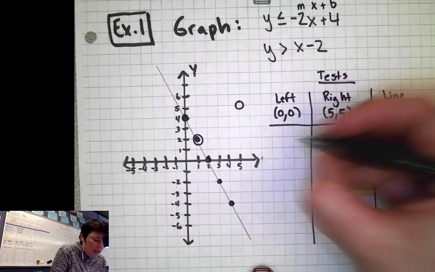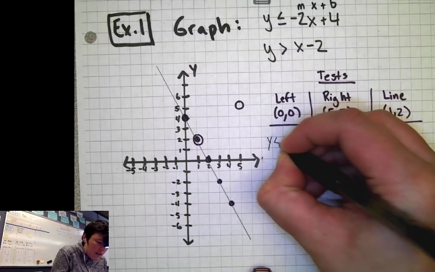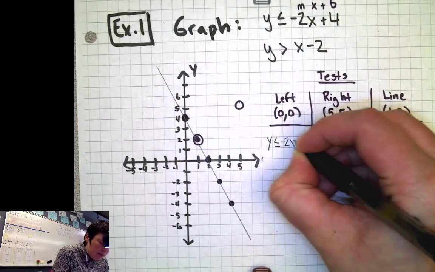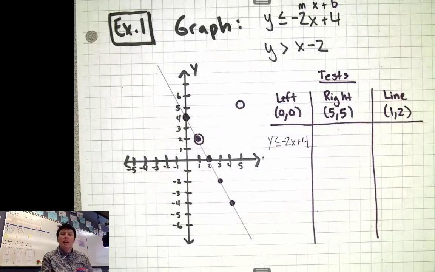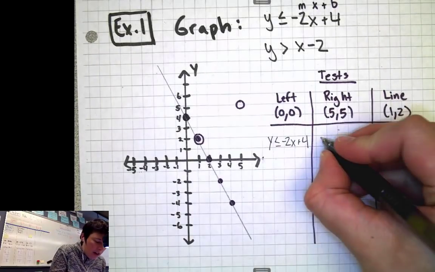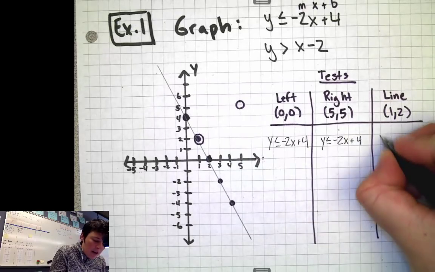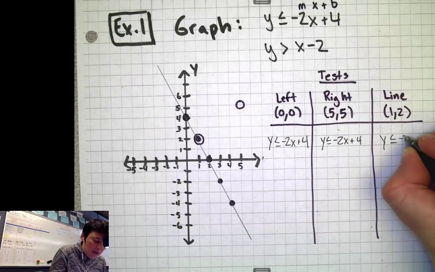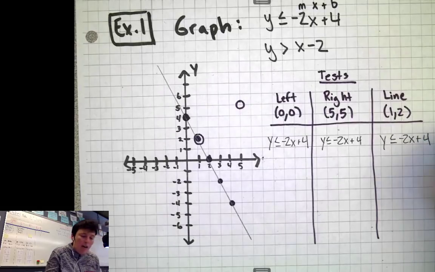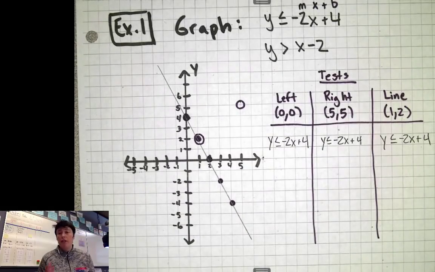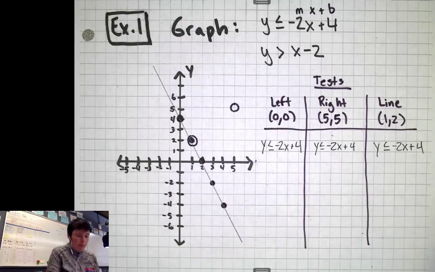This isn't brand new knowledge to us. So we are testing the y is less than or equal to negative 2x plus 4. And we're going to test that on all of these. Y is less than or equal to negative 2x plus 4. And we'll plug in our points for each of these and we'll see which ones pass.